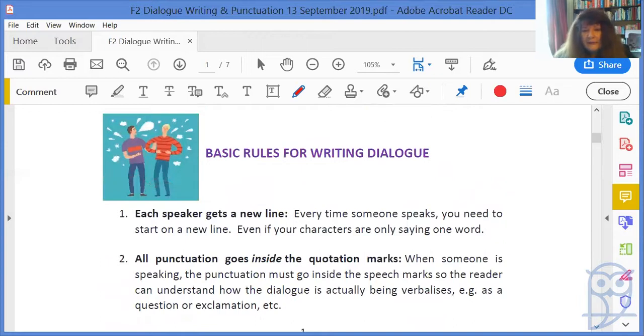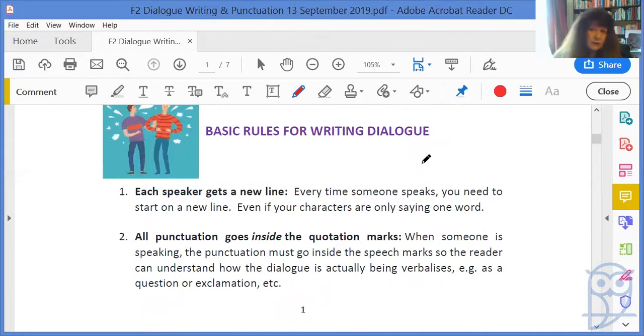Right, here's two basic rules about writing dialogue, which some people seem to have forgotten or never had heard of in their lives before. Every single speaker gets a new line. Don't worry about wasting paper, squashing things on one line. It doesn't work. It doesn't look good. It makes you look messy. Okay, so every time someone new speaks, it must go on a new line.